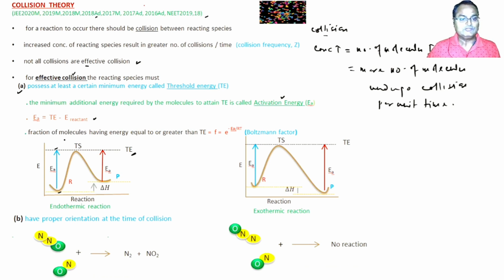Now see here, the fraction of molecules having energy equal to or greater than threshold energy, यानी कि ऐसे molecules जिनकी energy threshold energy के बराबर या इससे ज़्यादा है, उस फ्रैक्शन को हम लोग f से डिनोट करते हैं, and this becomes e to the power minus Ea upon RT, and this is known as Boltzmann factor. इसको हम लोग Boltzmann का factor कहते हैं.